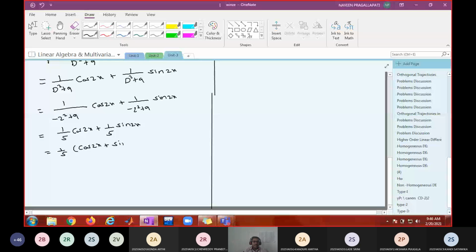Therefore, what is the general solution? The general solution is y equal to complementary function plus particular integral. Therefore, y is c1 cos 3x plus c2 sin 3x, plus 1 by 5 times (cos 2x plus sin 2x). Is this clear to all of you? So we computed a complementary function, we computed a particular integral, and we added these two to find the general solution.